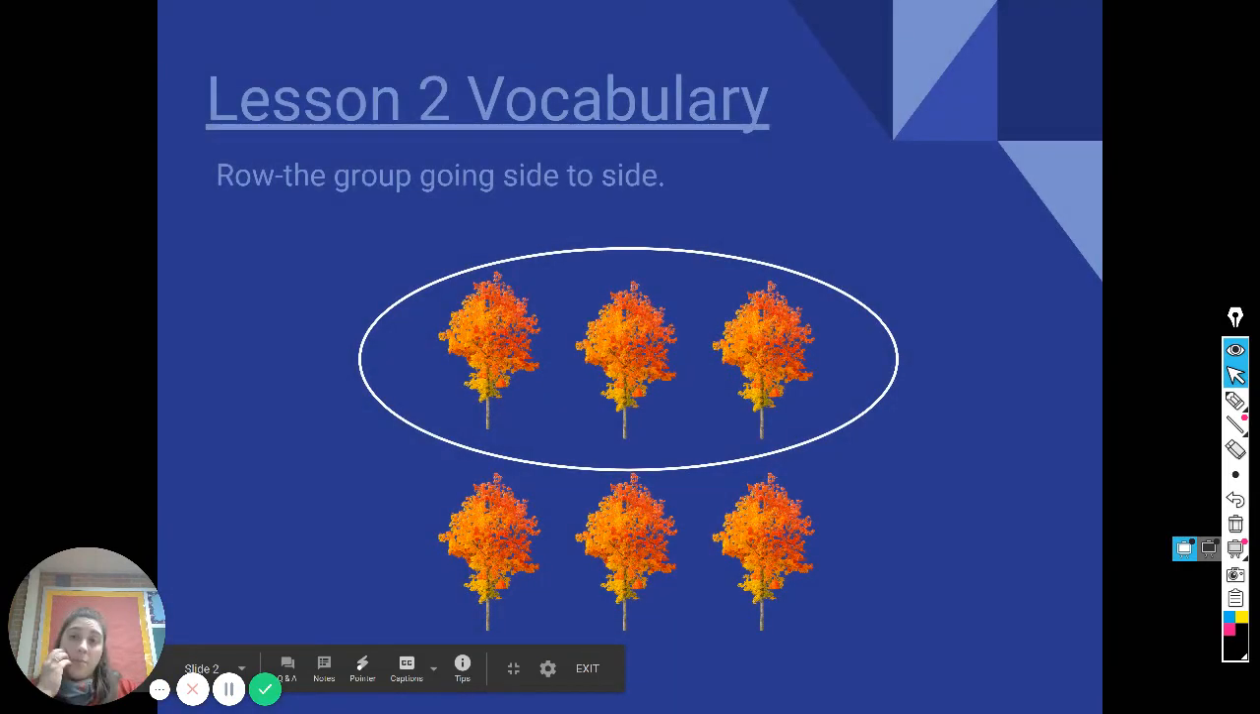There is a lot of vocabulary for lesson 2. Since we're learning something new, of course, there's always going to be a lot of new things introduced. So one of the new things is a row, which is the group going side to side. So as you can see here, I have circled one row, and it's that group that goes side to side or across.